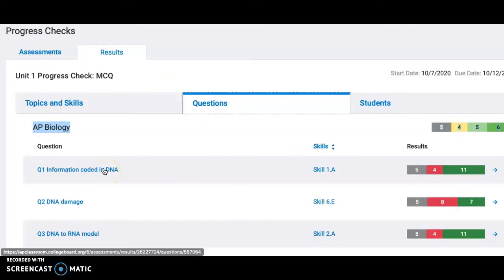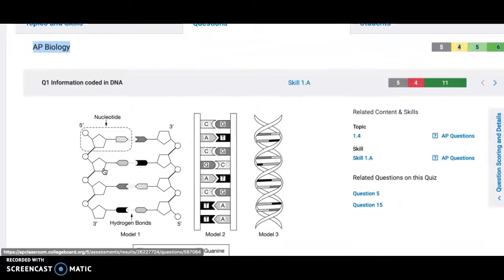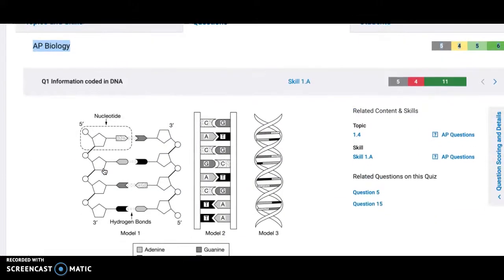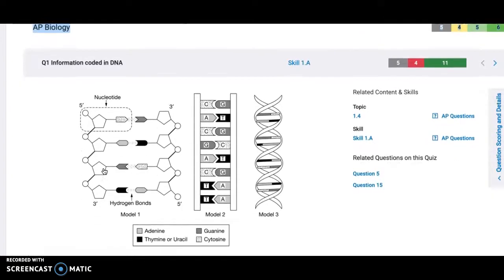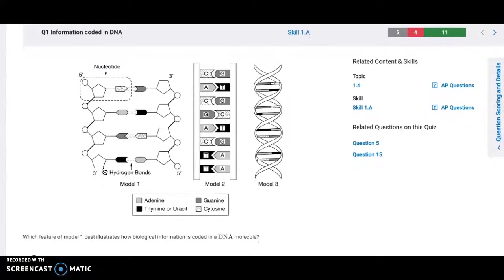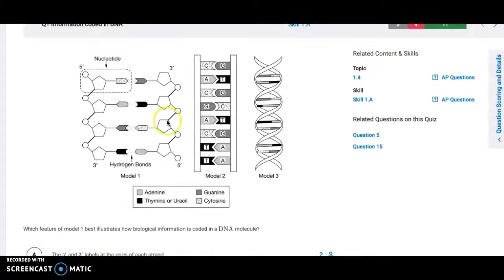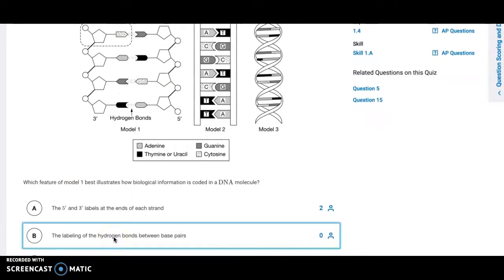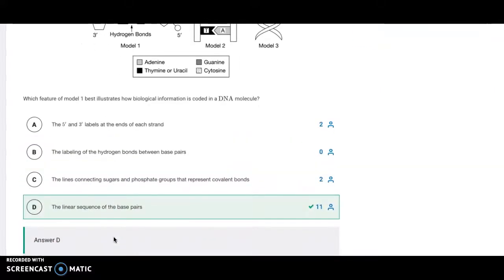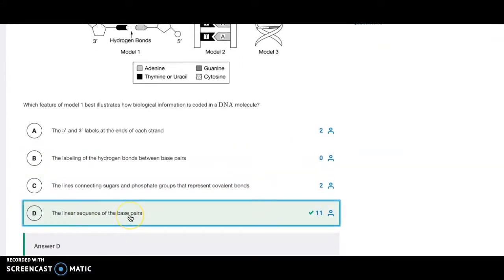So let's get started looking at the questions themselves. These are not in any particular order. Question number 1 here. These are in the order that I have them on my page. I'm not sure if you got these questions delivered to you in the exact same order. But question number 1 shows some DNA molecules. It asks which feature of the model best illustrates how biological information is coded. And most of you selected the correct answer, that it's the sequence of the base pairs.